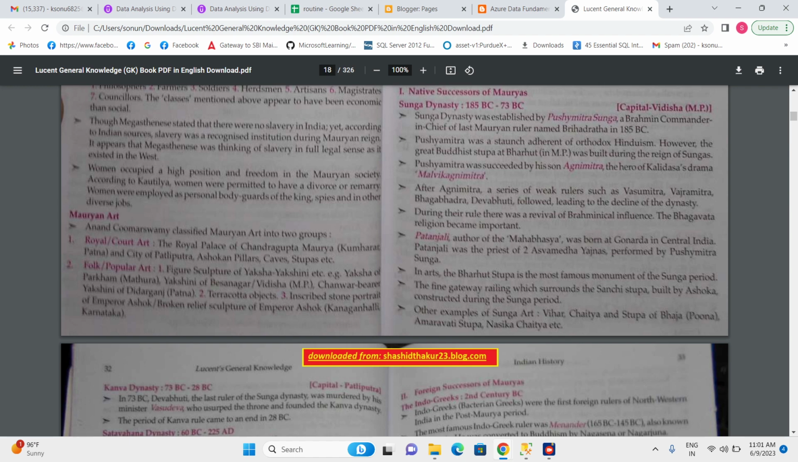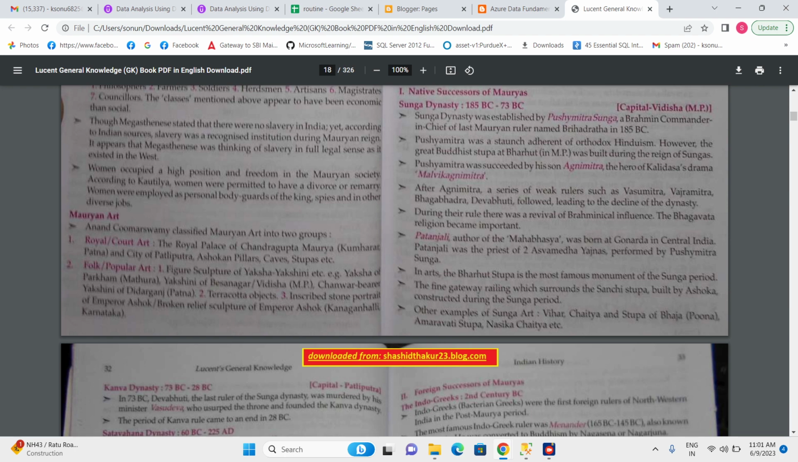Another important point about Milind is that he was converted to Buddhism by Nagasena, and Milind also repaired Sudarshan Lake. So there are three important points about Milind. First, he was the first ruler who introduced gold coin in India. Another, he was converted to Buddhism by Nagasena, and he repaired Sudarshan Lake.